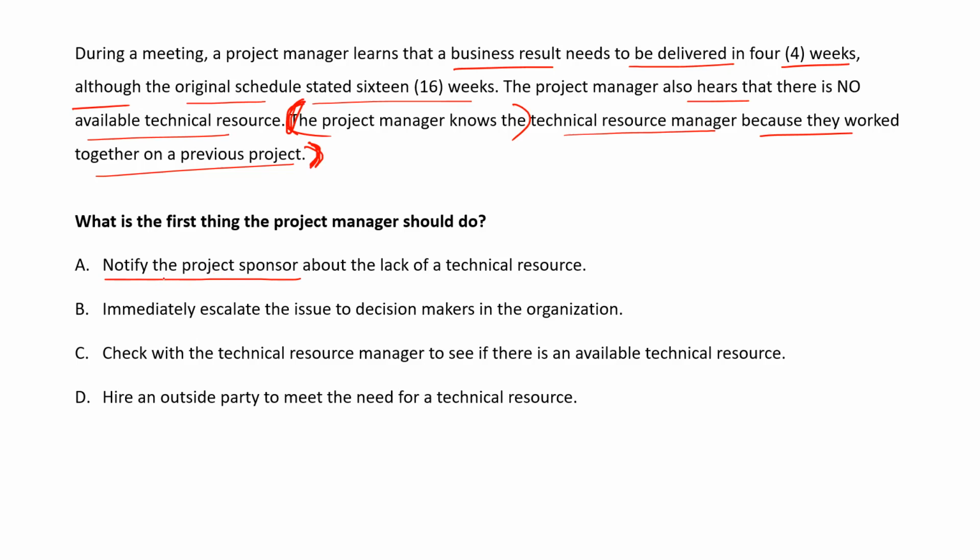It has nothing to do with the sponsor. Imagine you are working in your organization and you have a problem. You are going to the sponsor, or you will go to your organization? You will go to your organization.